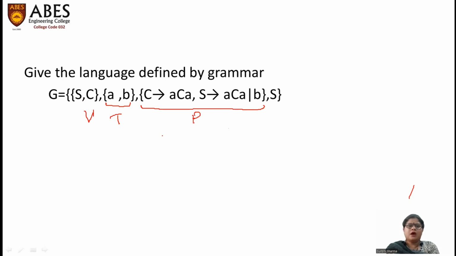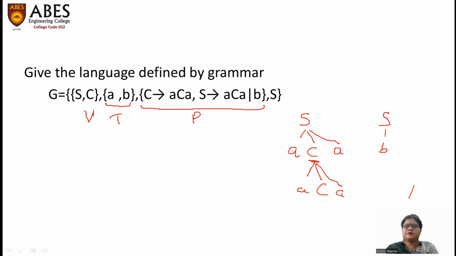Now we should check what kind of strings are being generated here. It will always start with capital S. How can I replace capital S? This is one way to replace, right? Or what is another way? It can be replaced with a single B also. Now, what is the way to replace this C? The C can be further substituted as ACA. So this C can be repeated again and again by ACA.